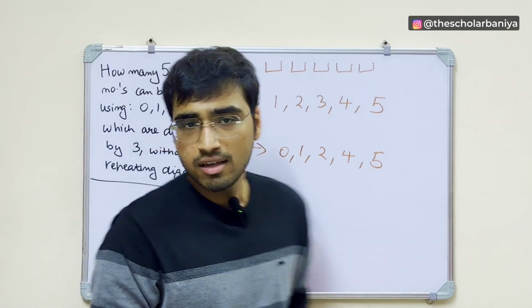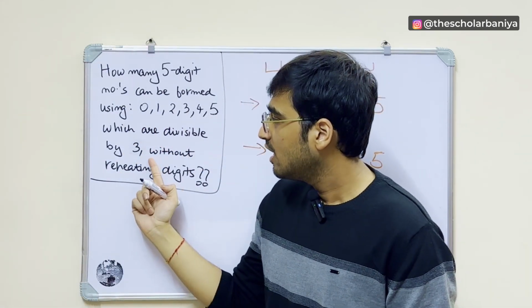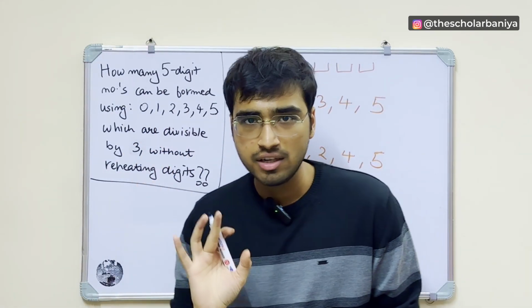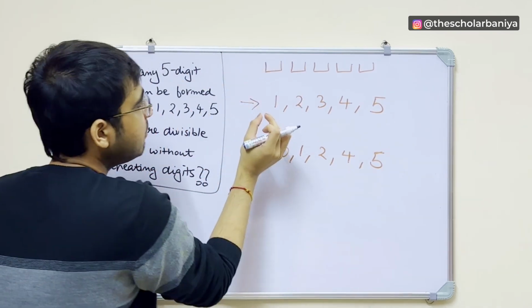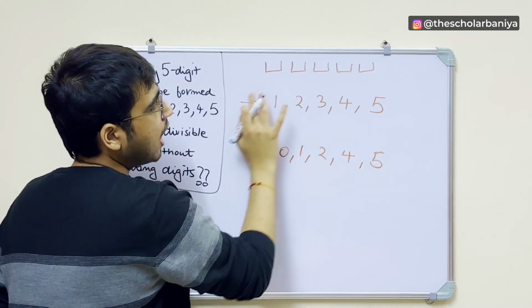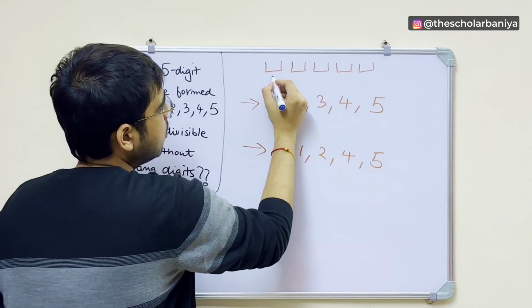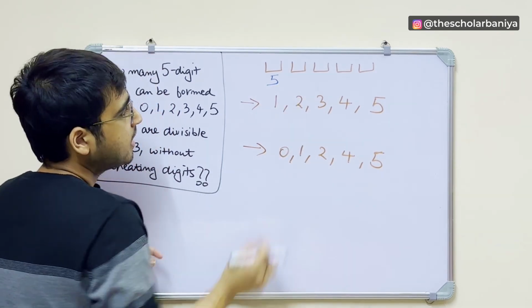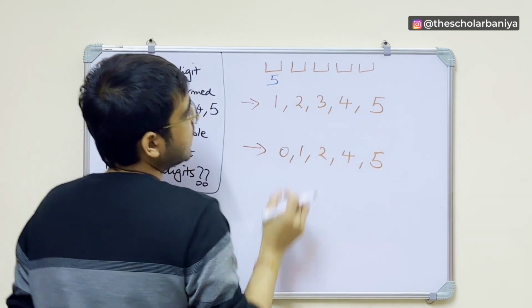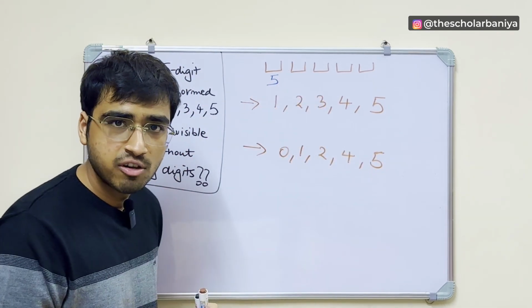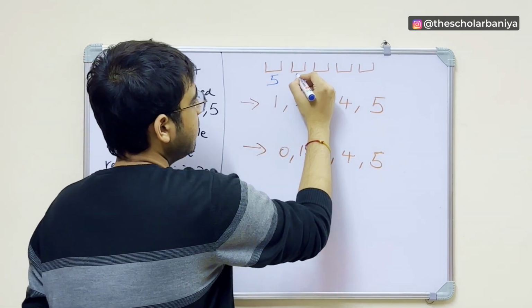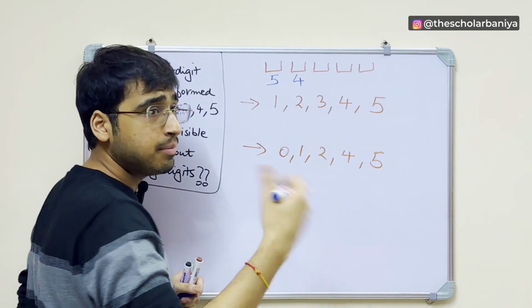Now tell me one thing, we are also given that we don't have to repeat the digits, right? So in the first place, how many possible options are there? Obviously 5, right? 1, 2, 3, 4, 5. In the second place, how many options will be there? 4, right? Because we cannot repeat the digit.